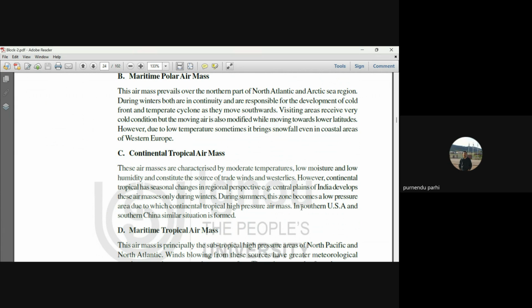Central plains of India develop these air masses only during winters. During summers, this zone becomes a low pressure area, due to which continental tropical high pressure air mass in southern USA and southern China, a similar situation is formed.